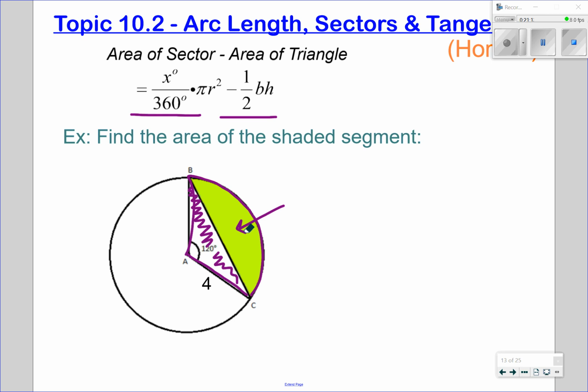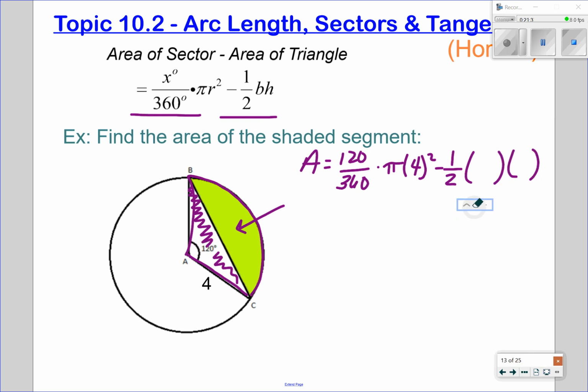So the area of the sector, so we would do 120 over 360 times our pi times our radius squared minus 1/2 base and height. Now let's think about our triangle. This time, if we have a triangle, and this angle is 120 right here, that means when we cut it in half, this is now a 60, 30, 90. Because we know it's isosceles.